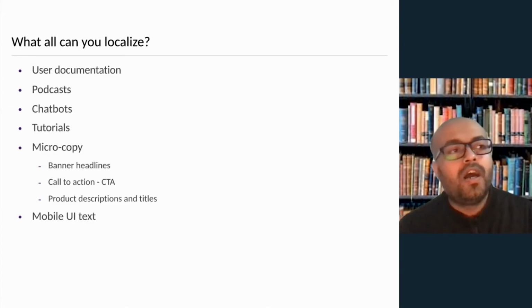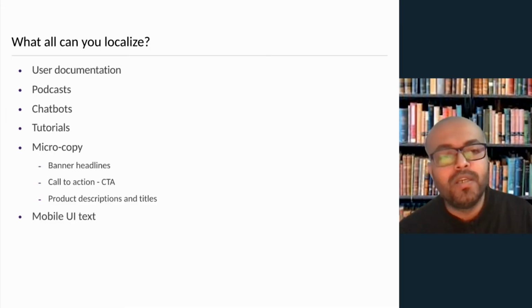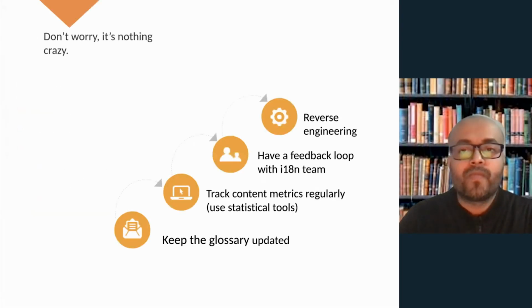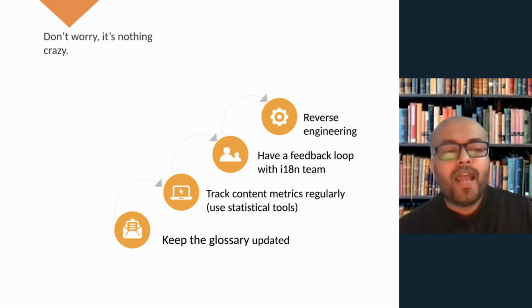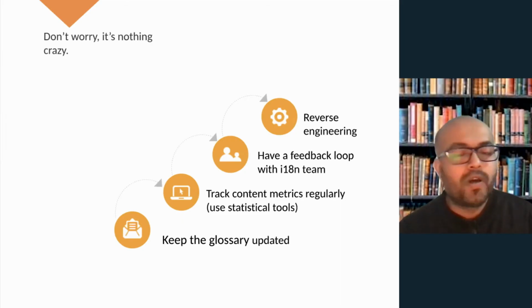In Atlassian, we translate user documentation in Japanese, and we also have support for 23 languages in the world for our product internationalization. So what I would say is, don't worry, it's nothing crazy. As soon as you complete your research to define a sustainable framework for content strategy, you are good. You're good to go.